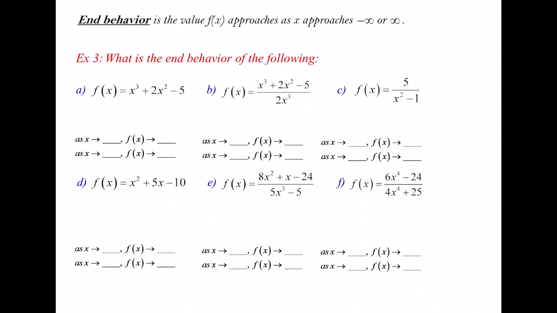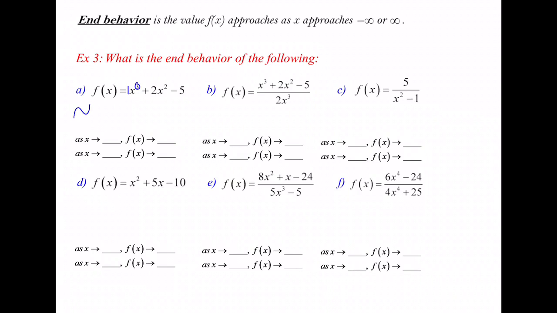So we're going to look at polynomial functions just as kind of a review, and then we're going to throw in a lot of rationals to make sure that we know how to find their end behavior as well. So looking at example 3a, f of x equals x cubed plus 2x squared minus 5. This is a polynomial function, so going back to your leading coefficient test, it has a degree of 3, and the leading coefficient is positive, so the shape of that is something like that.